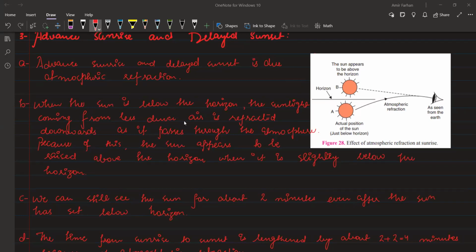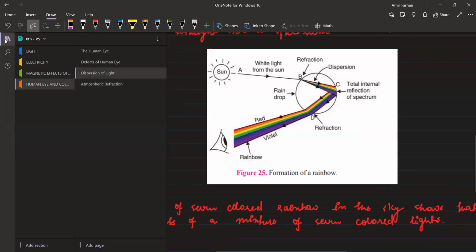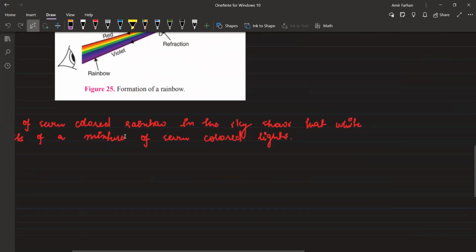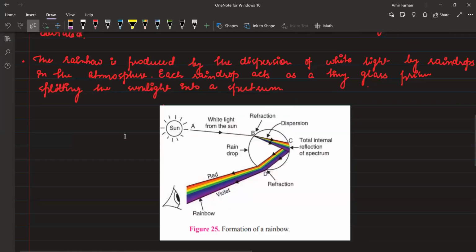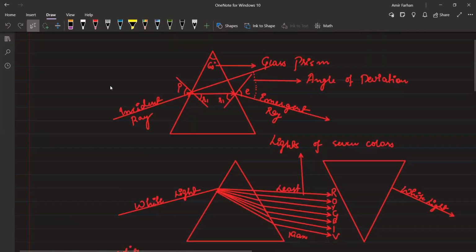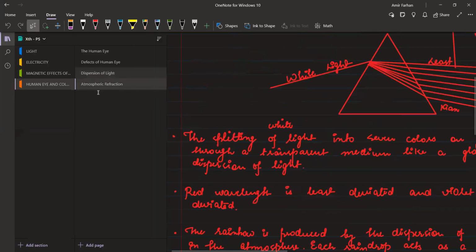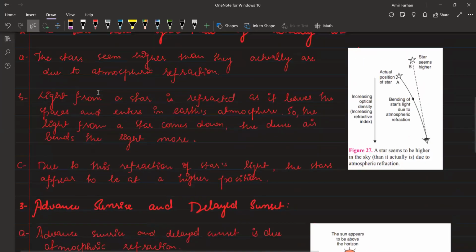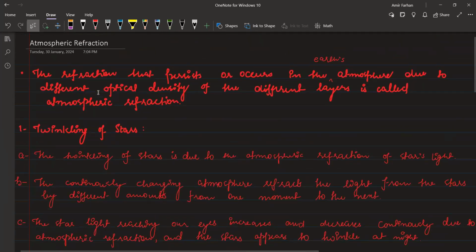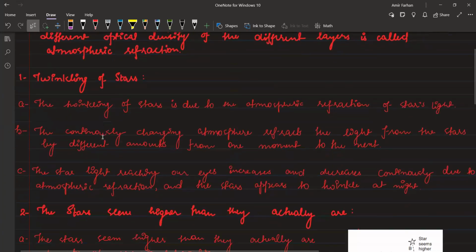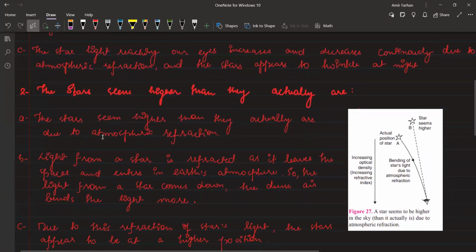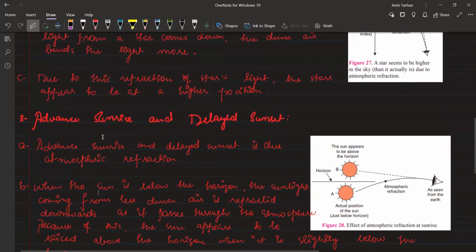Okay, so the first topic that we have covered is the dispersion of light, which means splitting of white light into 7 colors, clear? And the second topic that we have covered is atmospheric refraction, which is a real phenomenon, because it happens because of the Earth's atmosphere, the difference in the optical densities of the different layers. First phenomenon is twinkling of stars. Second phenomenon is that the stars appear to be higher, and the third phenomenon is the advanced sunrise and delayed sunset.